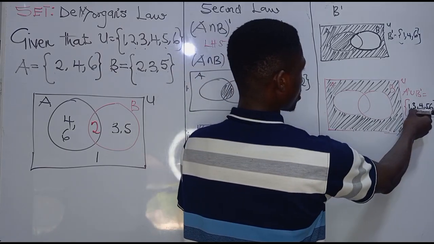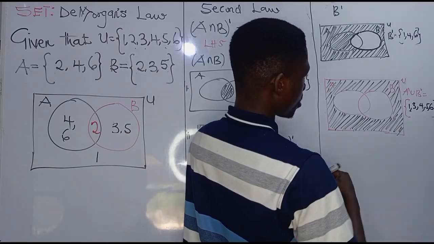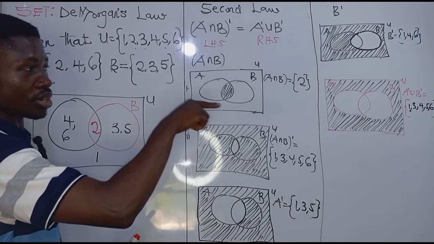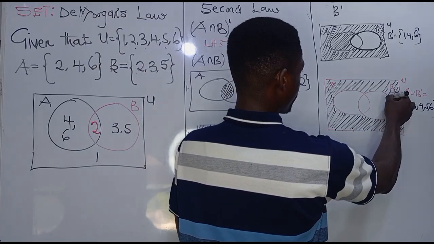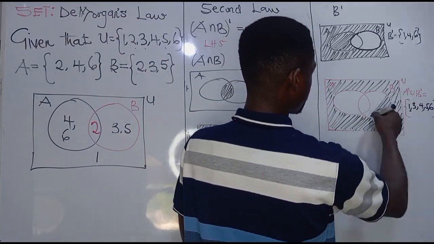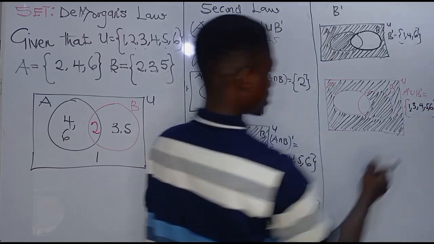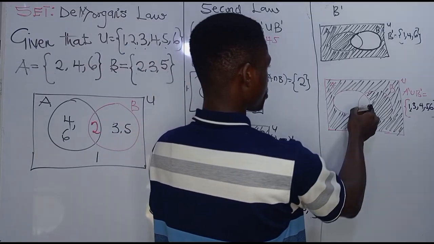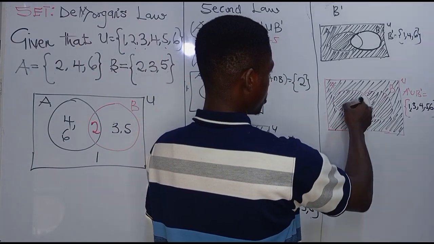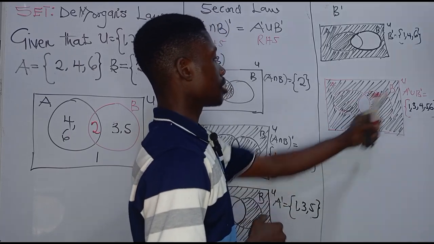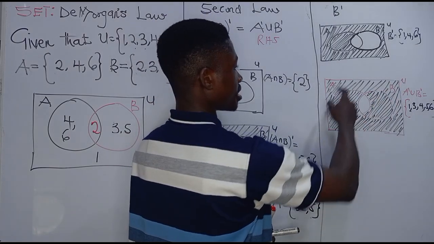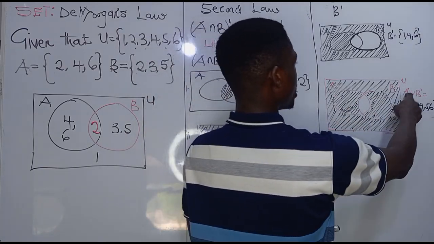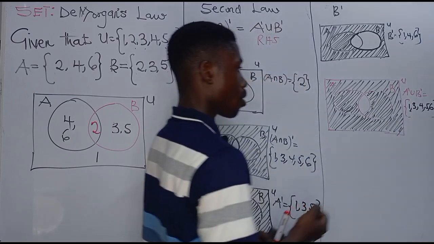So that is that for 1. We also have what? 3 and then 5. So 3 and 5 represent this region, so we are going to shade that region. So we have 3 and 5 here. We also have 4 and 6. So 4 and 6 is this region, so we are going to shade that region also. So all the shaded regions in this Venn diagram represent what? A complement union B complement.